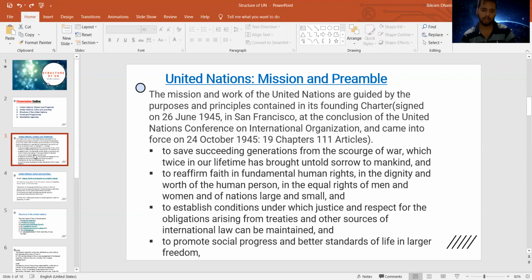The mission and the work of the United Nations are guided by the purposes and the principles contained in its founding charter, signed on 26 June 1945 in San Francisco at the conclusion of the United Nations Conference on International Organization, and it came into force on 24 October 1945. There are 19 chapters and 111 articles in the United Nations Charter.